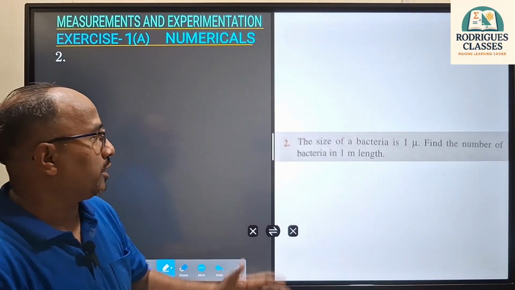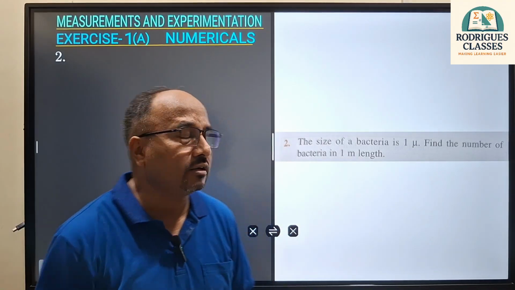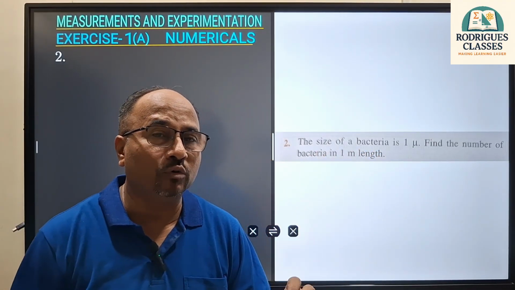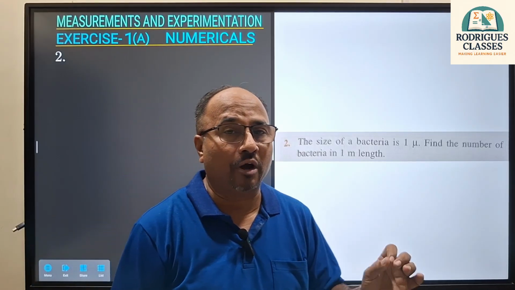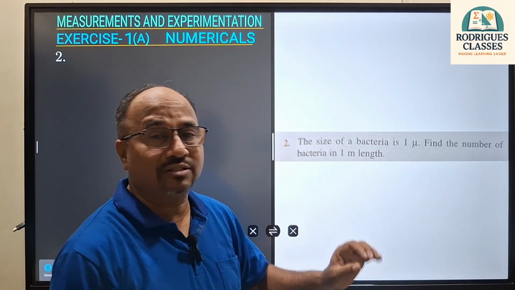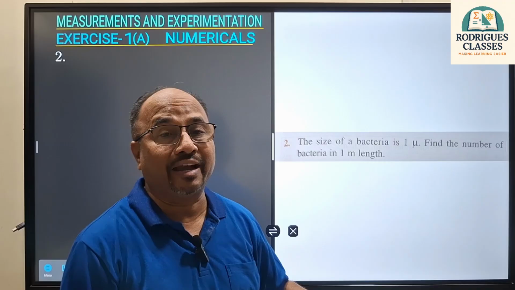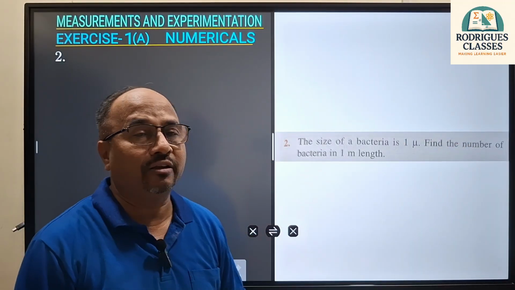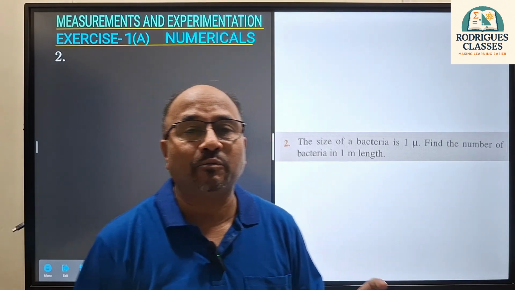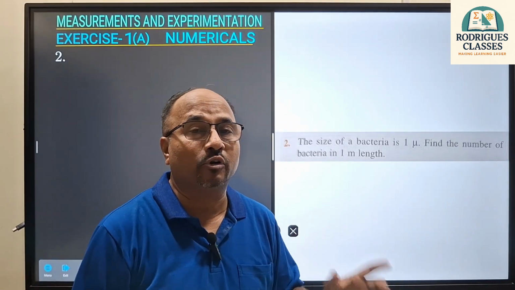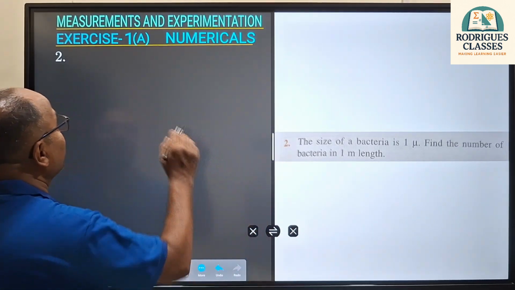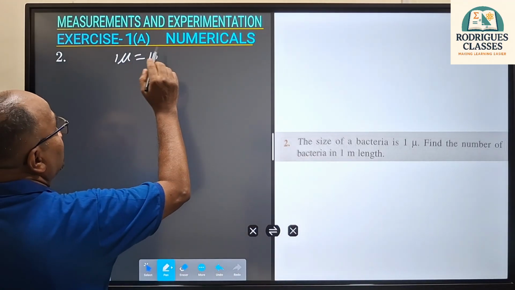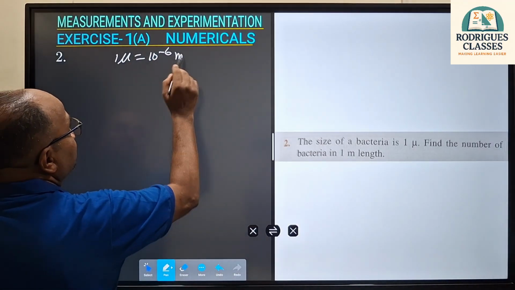Now let us take a look at numerical number 2, which says the size of a bacteria is 1 mu. 1 mu stands for micro, which is 10 to the power minus 6, and because it is the size, it will be 10 to the power minus 6 meter. Find the number of bacteria in 1 meter length. So if there is 1 meter length, what is the number of bacteria? We'll first write here, 1 mu is equal to 10 to the power minus 6 meter.